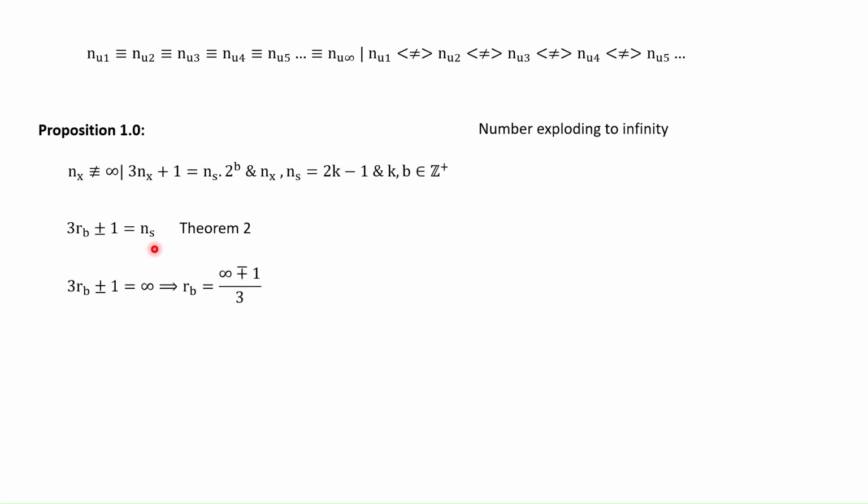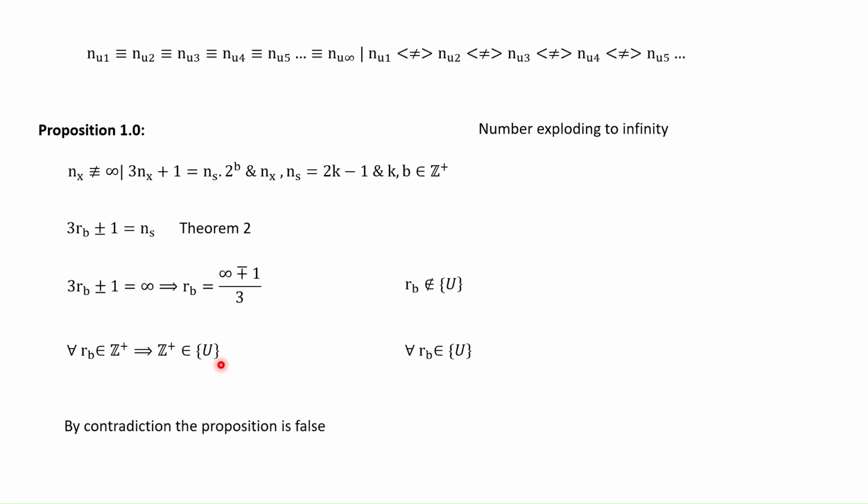Now we have ns, that is, after transformation at some point you reach infinity. Okay, so it means that 3rb plus minus 1 is equal to infinity. So rb is equal to infinity plus minus 1 by 3, which is some strange notation, but we know that it basically is not an element of u. So rb is not an element of u if this reaches infinity. But by definition, when we defined rb, it was always defined to be a positive integer, and a positive integer is a part of u, or same as u.